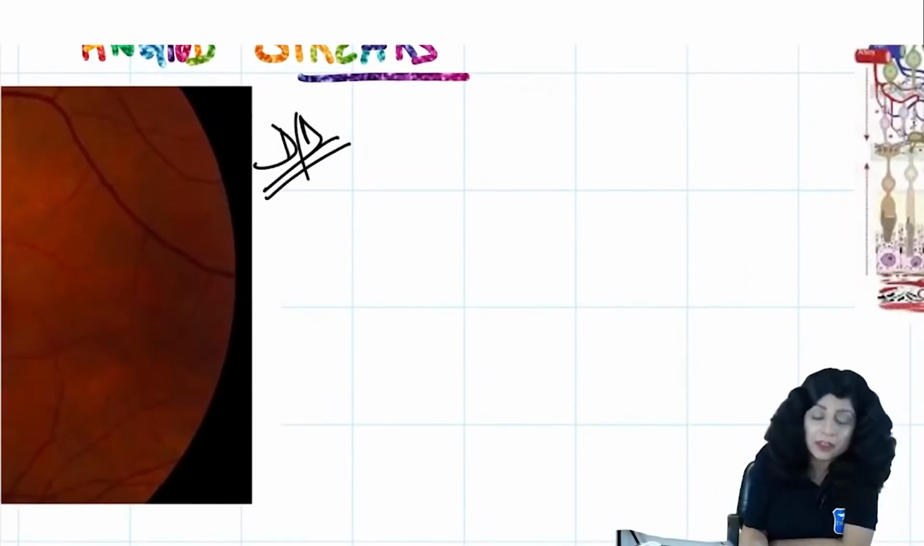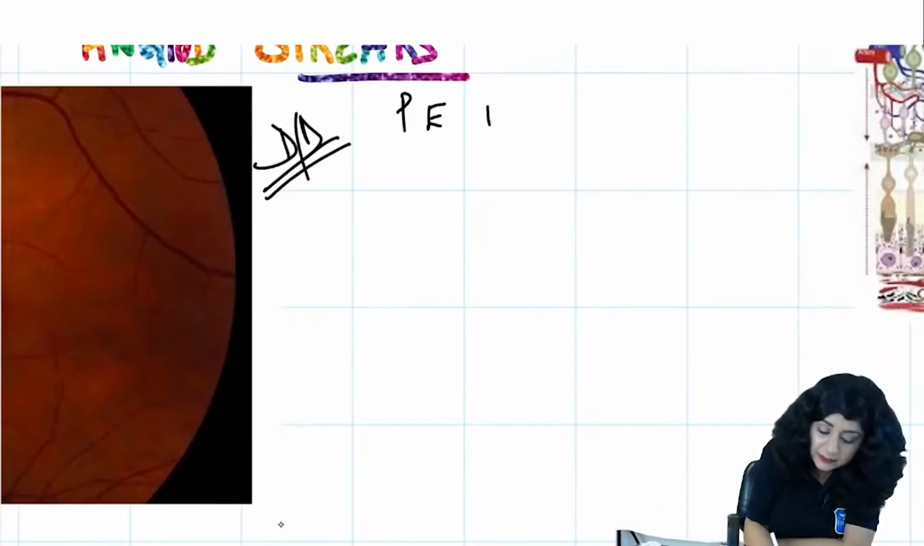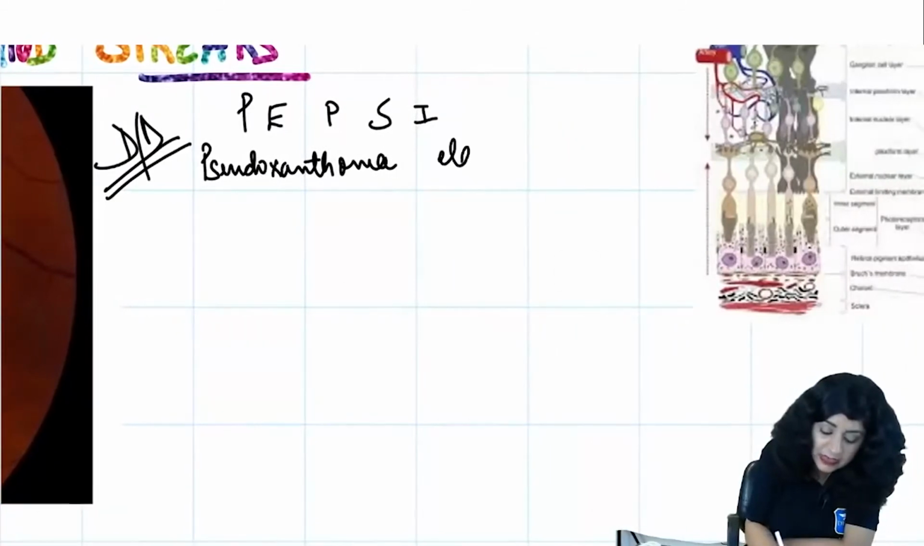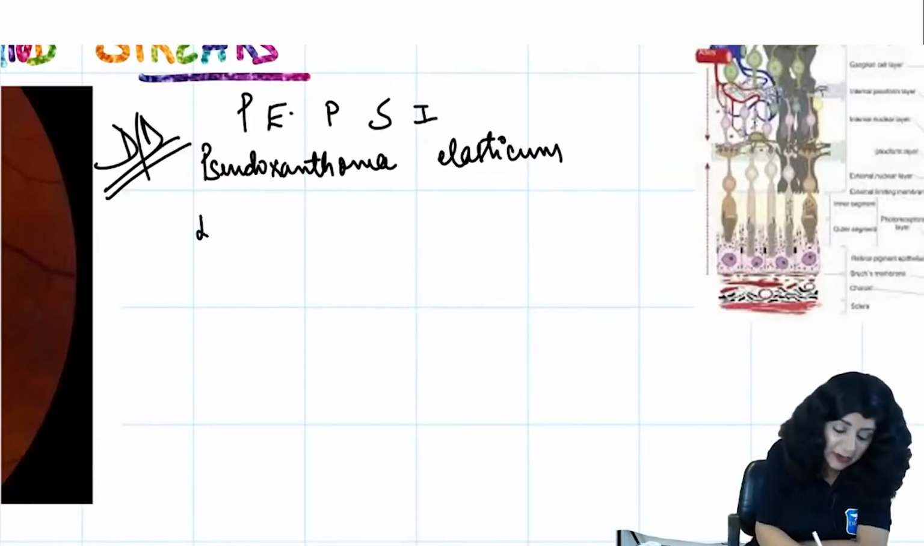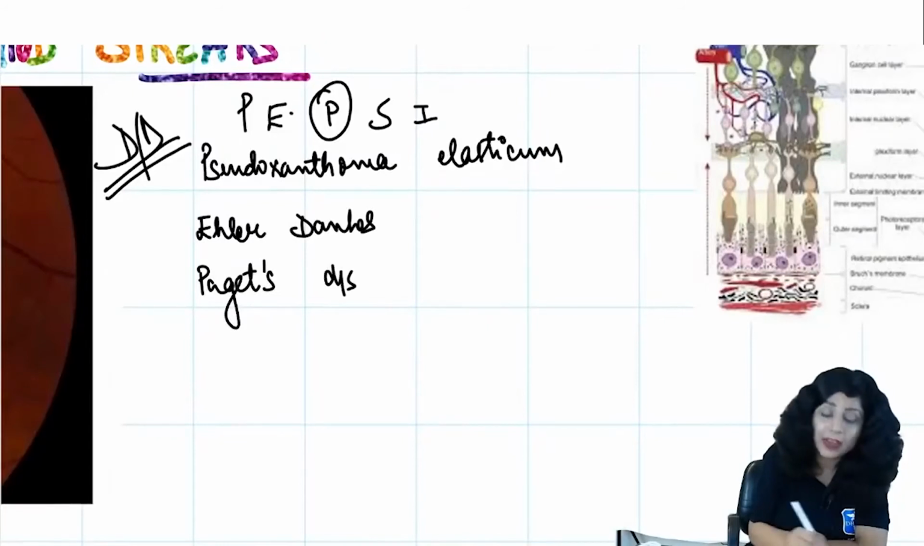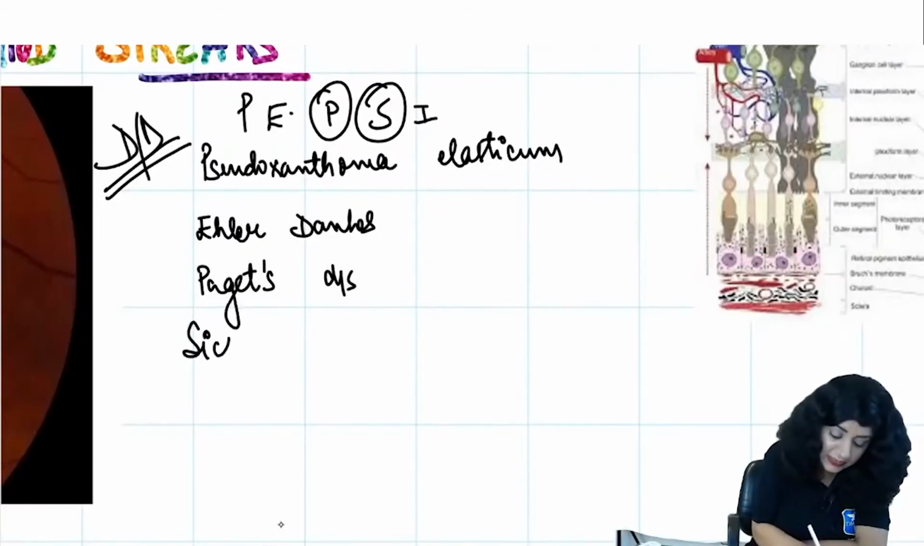The DD. It is actually the Pepsi. It is the Pepsi. That is, we have pseudoxanthoma elasticum. Pseudoxanthoma elasticum is there, right? Then we have another E. This is E for the Ehlers-Danlos syndrome. Then we have this P. This is your Paget's disease, right? Then you have S. S is your sickle cell retinopathy. And then you have I. This is your idiopathic.